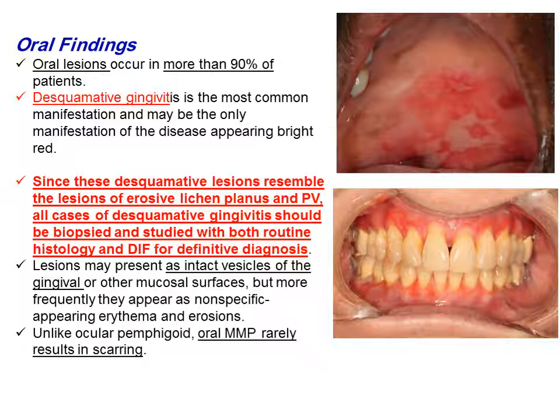The lesion may present as an intact vesicle of the gingiva or other mucosal surface, but more frequently appears as non-specific erythema and erosion. Unlike ocular pemphigoid, mucous membrane pemphigoid rarely heals with scarring. Okay.